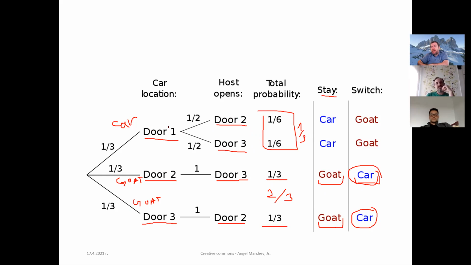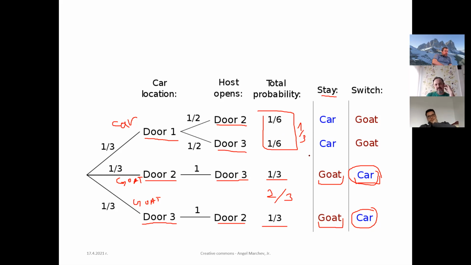And since you have started with the car, if you switch, you're going to end up with the gold, but you still have this edge of 2/3 of a chance to end up with a car if you switch, instead of 1/3 of a chance to end up with the gold.